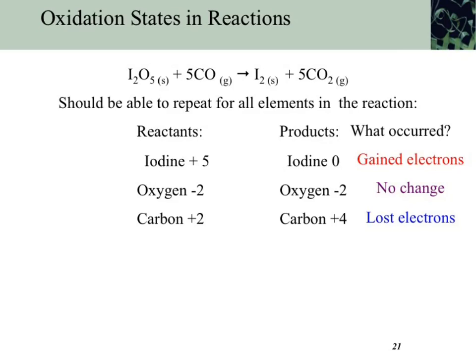If we take a look at the oxygen, it didn't change its oxidation state, so we don't care about it if we're looking for redox reactions. For our carbon, we went from a +2 to a +4. So to do that, we increased our oxidation number. If we increase our oxidation number, we're doing an oxidation, and to do that, we have to lose electrons. So there are now these parallels between them.